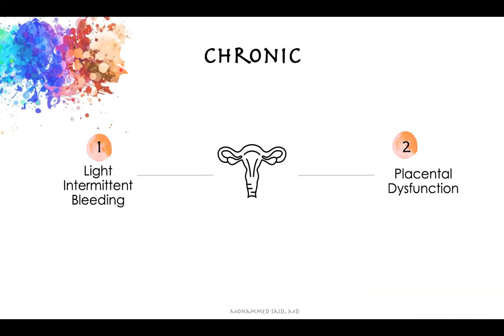With the chronic abruption, the patient is going to mainly present with light intermittent bleeding, and they might present with signs of placental dysfunction, like fetal growth restriction, preterm labor, PPROM, preeclampsia, and something called CAOS, the chronic abruption oligohydramnios sequence. So it's an oligohydramnios, as we mentioned before, because of the abruption, and it's not because of PPROM.